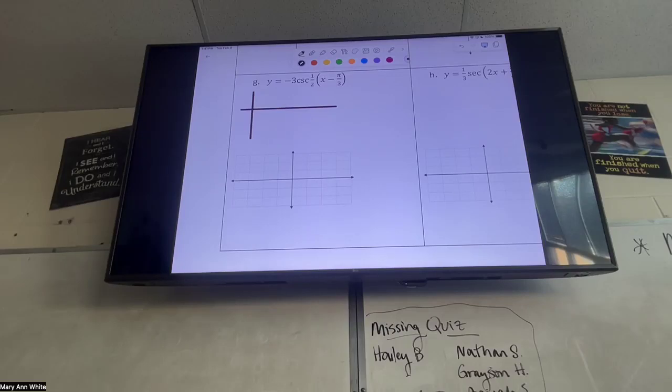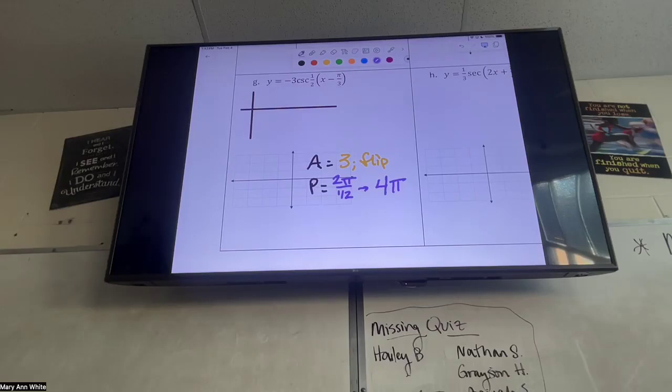And I'm gonna start by labeling all my pieces. What's my amplitude for this one gonna be? 3, good. And what does that negative do to my graph? Flips it. What's my period gonna be here? It's gonna be 2 pi divided by 1/2. And what's 2 pi divided by 1/2? The same thing as 4 pi. Good, 4 pi.